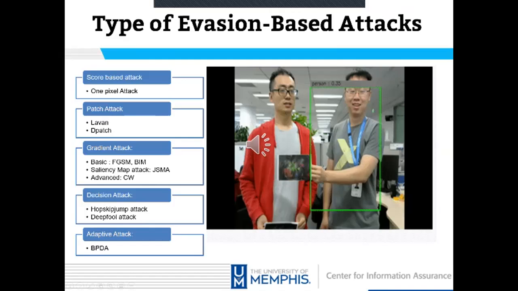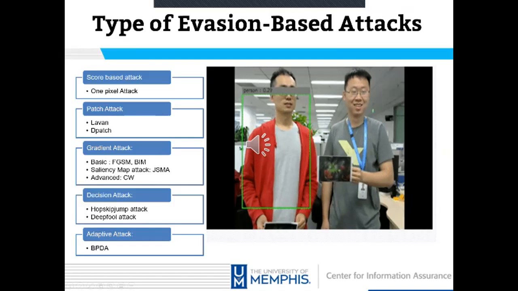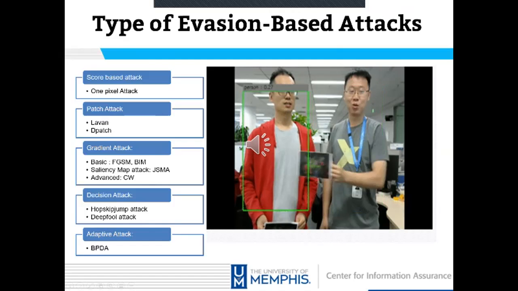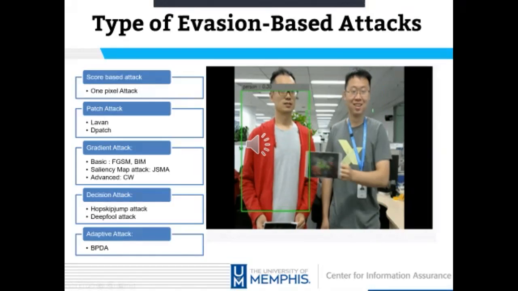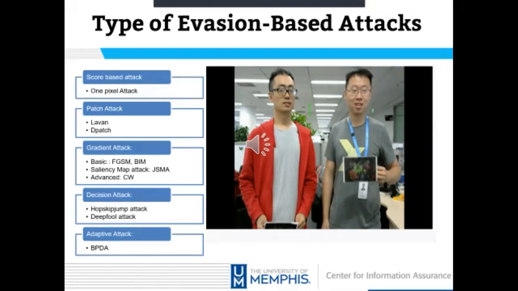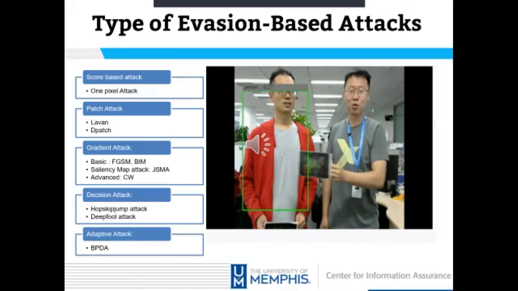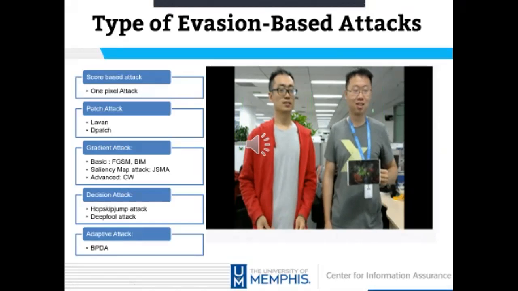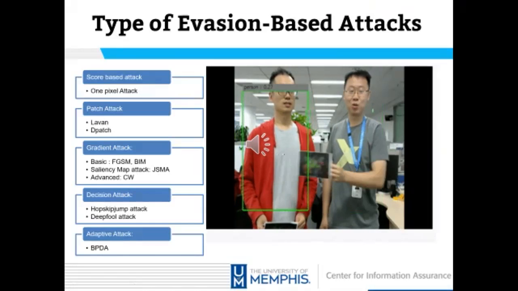There are other types of attack like FGSM, BIM attack, saliency map attack, JSMA, and advanced CW. Here, basic and advanced are distinguished by the noise level they add. In a basic attack, many noises are added, and in an advanced attack, very simple noises are added. There are also other attack types like decision attack, HopSkipJump, and DeepFool attack.